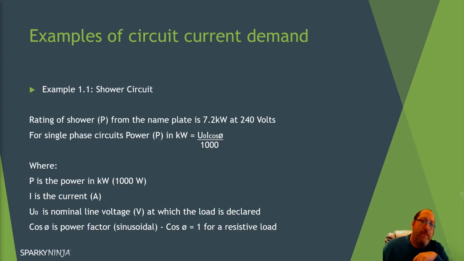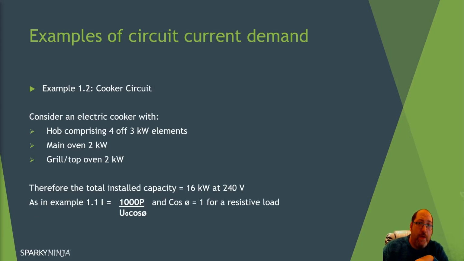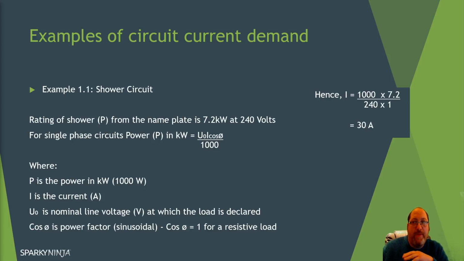Okay, so power over volts, or Uo times cosine over 1000. Cosine is applied for power factor, but we don't need that. The over 1000 is for the wattage. So current is 1000 times 7.2, so 7.2 kilowatt, over 240 times 1, because there's no power factor, is 30 amp. 7.2 kilowatt, 240 volts. It's 30 amp. Okay, so that's a shower. Should be a piece of cake, that.